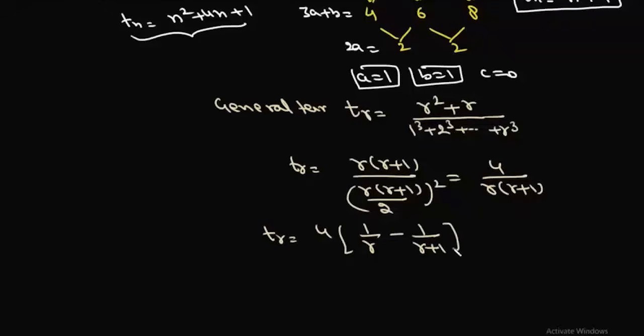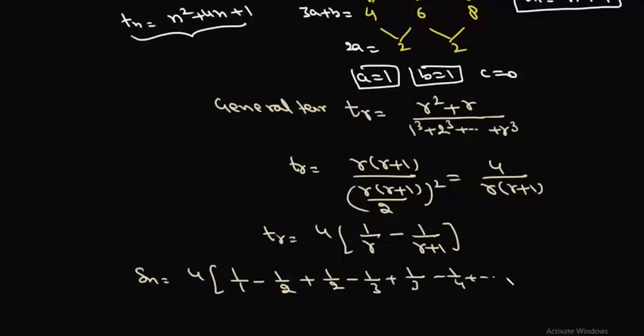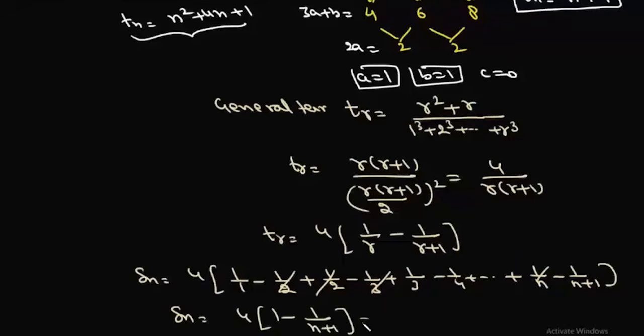Now we need to find the sum of n terms. So Sn will be 4 times: now we put r as 1, it will be 1 upon 1 minus 1 upon 2. If we put r as 2, it will be 1 upon 2 minus 1 upon 3, then 1 upon 3 minus 1 upon 4, and I will continue up to 1 upon n minus 1 upon n plus 1. Now here 1 by 2, 1 by 3 will cancel. So what we'll get is Sn equals 4 into (1 minus 1 upon n plus 1), which is 4n upon n plus 1.